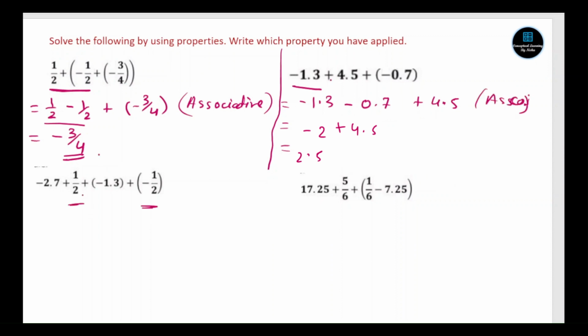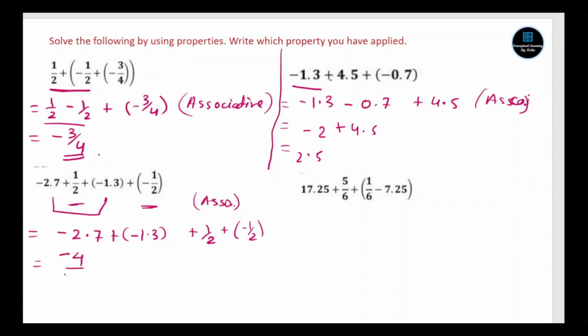Perfect. Very easy, right? And these two numbers I'll associate. So negative 2.7 plus negative 1.3 plus 1/2 plus minus 1/2. Very easy to solve. We applied the associative property. So I'll get 0 here, and negative 2.7, negative 1.3. What do we get? We'll get negative 4. Very easy to calculate, isn't it? No need to take LCM and solve.